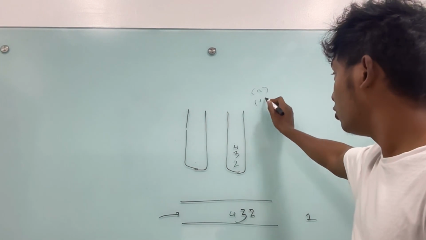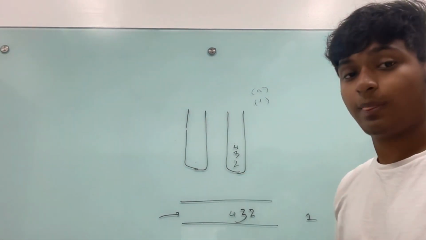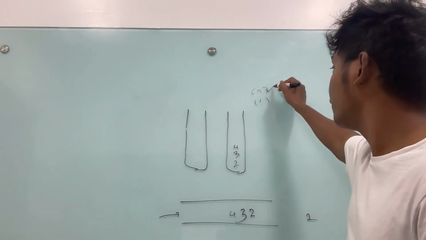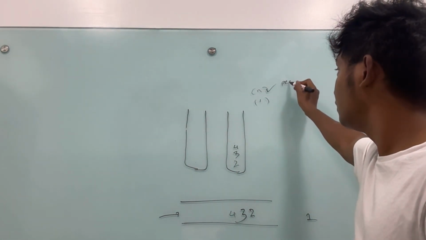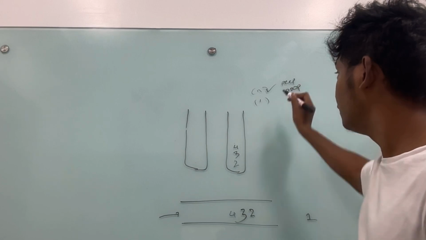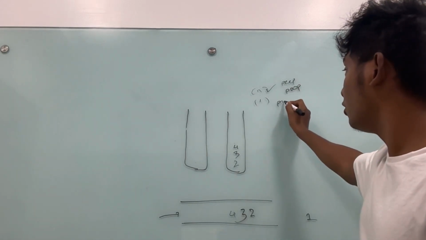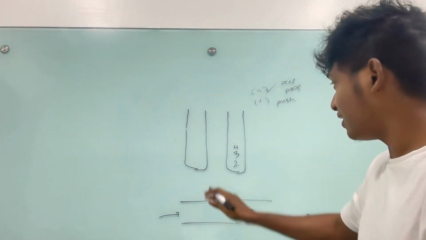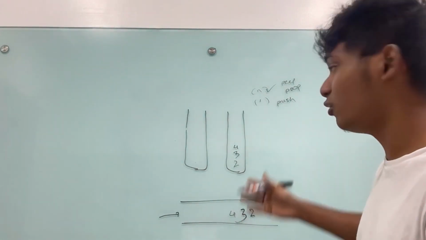Push will take only O(1), we're just pushing in, and peek is just like pop, so that will also take O(n). Peek and pop are O(n), and push is O(1). And empty is just checking whether both the stacks are empty or not, so that will be O(1). That is fine, but this is too slow. I mean, it's not slow, but O(n) is fine.